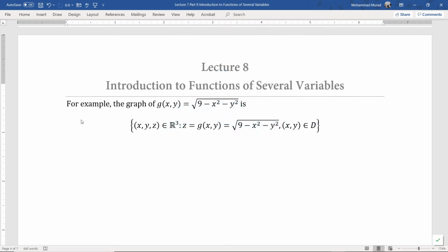For example, the graph of the function g defined by this equation is the set of all ordered triples x, y, z in R3 space such that z is given by g of x, y, which is also equal to the positive square root of 9 minus x squared minus y squared, where the pair x, y is in the domain of the function g.